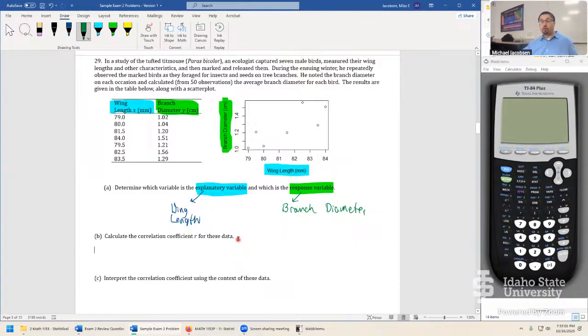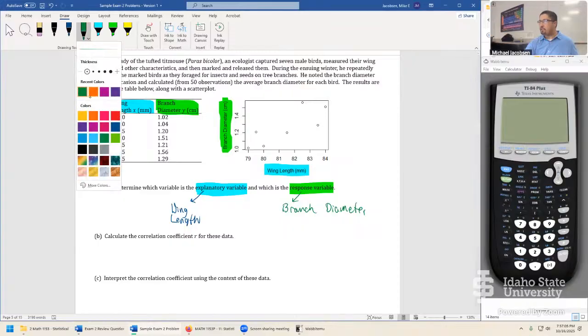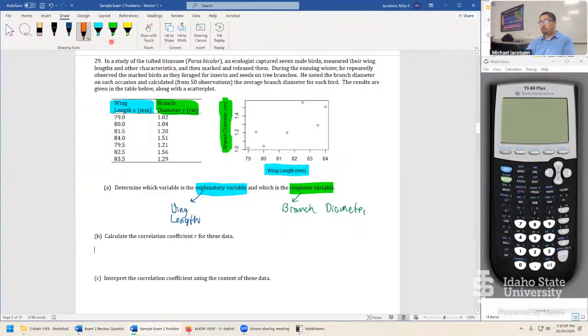Next, we're going to compute the correlation coefficient for these data. If we were to put a line through it, we don't necessarily have to. That's a chapter 7 topic, but it helps us see what this problem is all about. We're trying to predict what branch diameter this bird wants to land on based on how big the bird is in terms of just its wing length. So this might be a good line that predicts that.